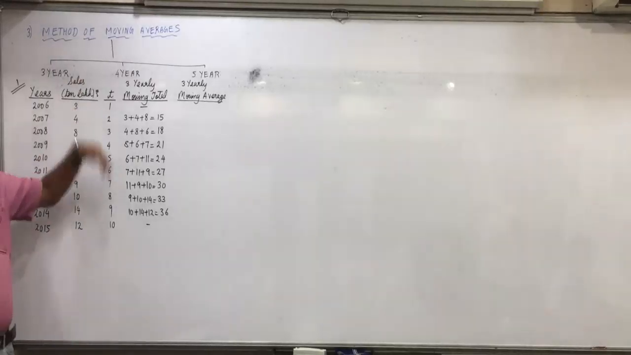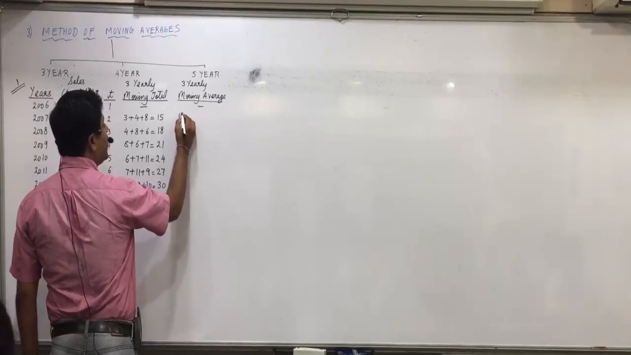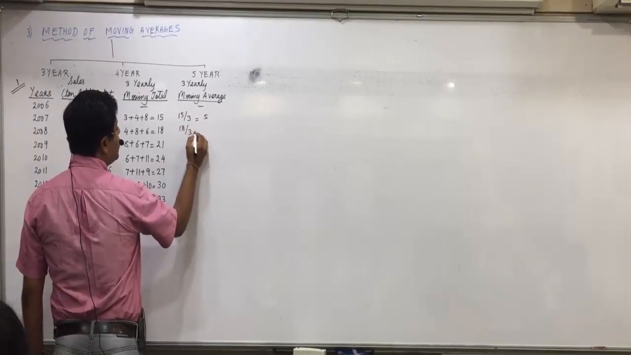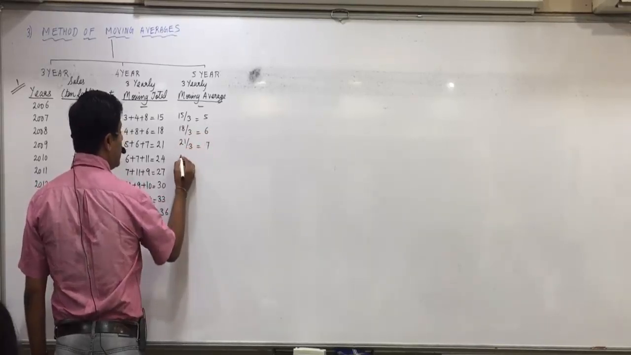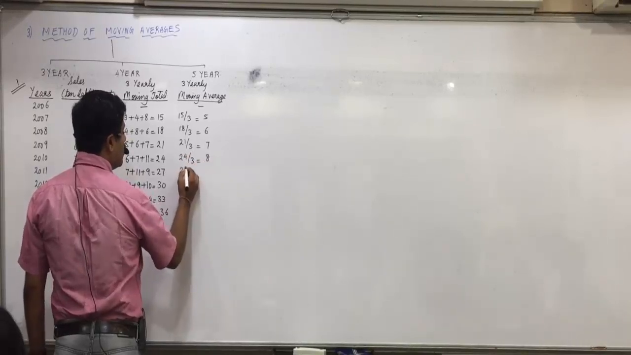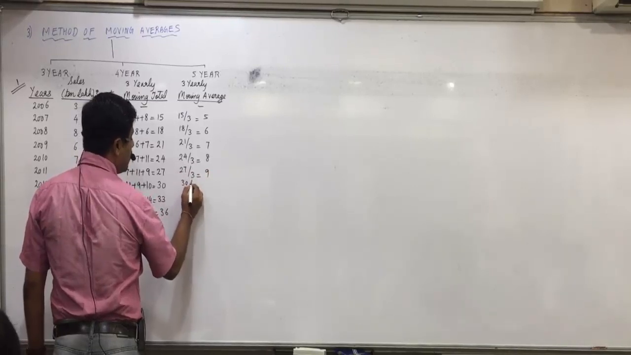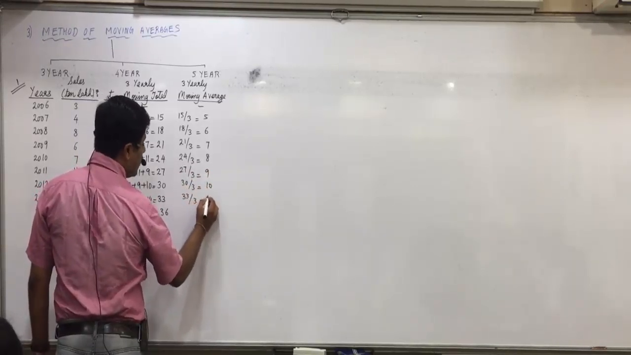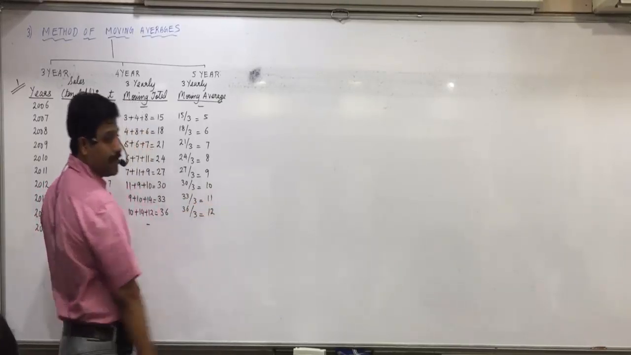Now the averages: all will be divided by 3. So first will remain blank. 15 divided by 3, 5. 18 divided by 3, 6. 21 divided by 3, 7. 24 divided by 3, 8. 27 divided by 3, 9. 30 divided by 3, 10. 33 divided by 3, 11. And 36 divided by 3, 12.